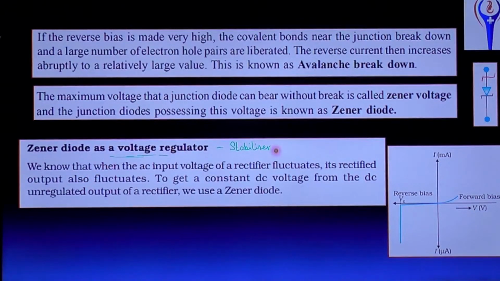Zener diode will be used as a stabilizer, as a voltage regulator. That is, if the AC input voltage of a rectifier fluctuates, its rectified output also fluctuates. To get a constant DC voltage from the unregulated DC output of a rectifier, we use a Zener diode. So to control the voltage drop or increase or decrease and keep a constant voltage, we need a Zener diode. It is a stabilizer.